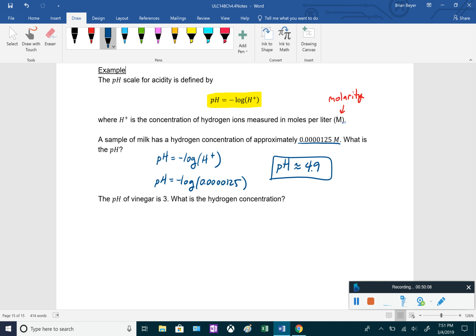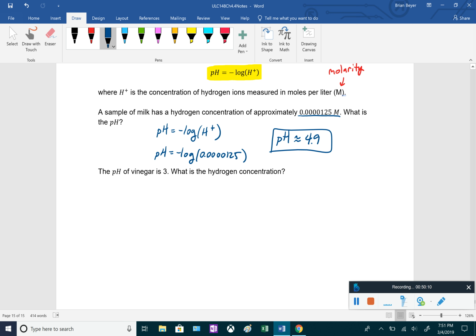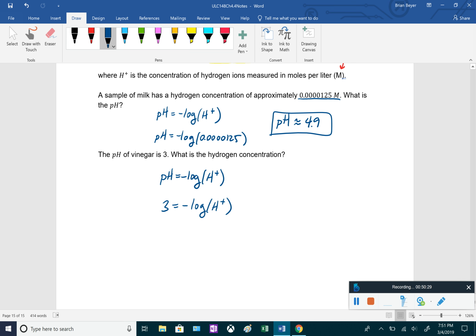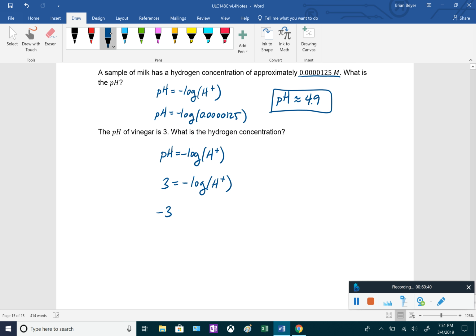So we want to know the hydrogen concentration. This time, same formula, pH equals negative log of the hydrogen concentration. The pH is 3, so 3 equals negative log of that hydrogen concentration. We're solving for the H, right? It's like we're solving for x, so it's a logarithmic equation. We need to isolate the log, meaning we need to negate both sides first. So divide or multiply both sides by negative 1 to get that negative off the log.